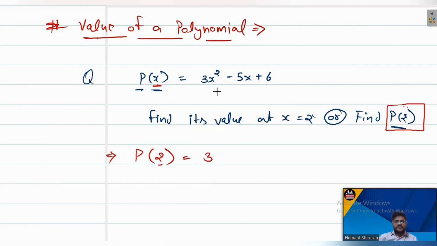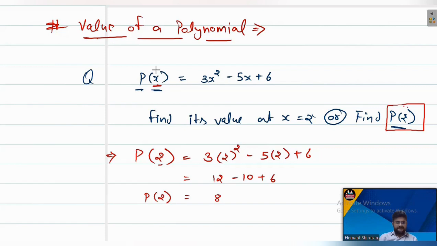So wherever I can see x, I will replace it by 2. So 3 times 2 square I will do, minus 5 times 2 I will do, and plus 6. So what answer will we have? 2 square is 4, 4 times 3 is 12, 5 times 2 is 10, so negative 10 plus 6 we got. Then 12 minus 10 is 2, 2 plus 6 is 8. So the value of my polynomial p(x) at x equals 2 comes out to be 8, okay? Get it?